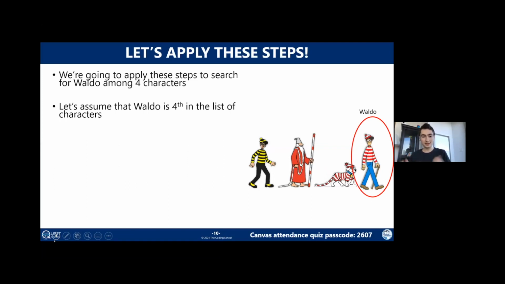And our goal with this Grover search is to find Waldo, essentially, right? So this is an unstructured search problem because we know what we're looking for, but we don't know where it is.